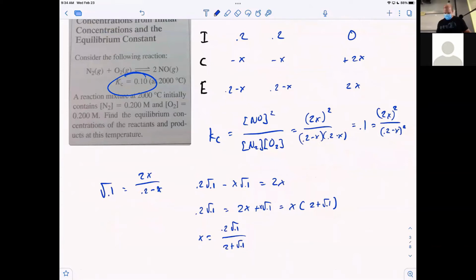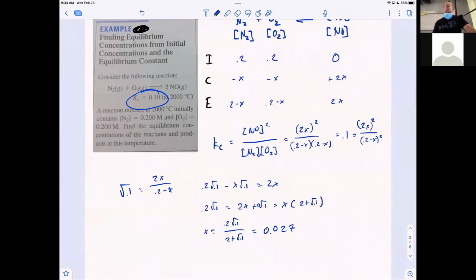And then put that in your calculator. And you throw that into your calculator and you get, is this the right problem? 0.027. And so that's our extent of reaction.